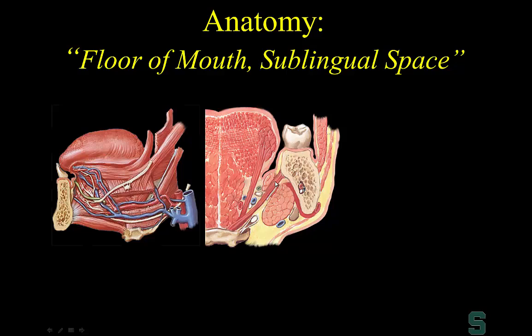So here is the mandible. Here's the mylohyoid muscle, and this muscle goes from the hyoid bone to the bottom of the tongue. So this is our hyoglossus muscle. Medial to the hyoglossus muscle is a sublingual artery and the sublingual vein.